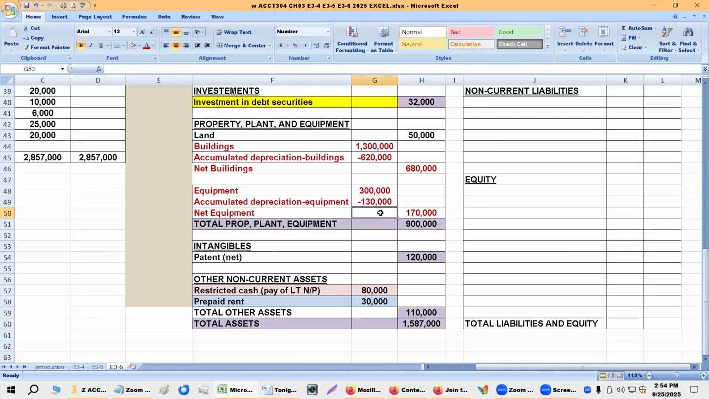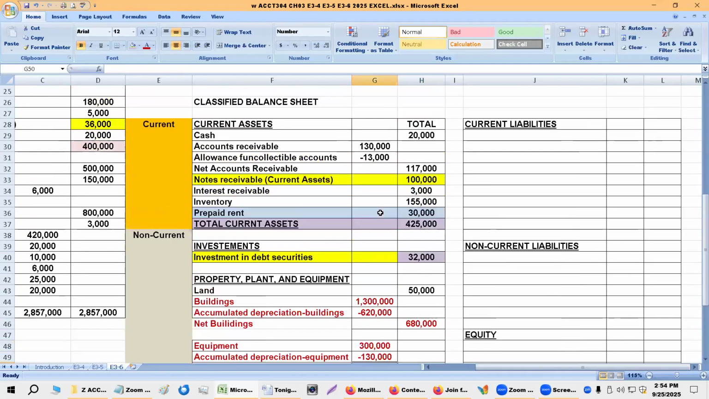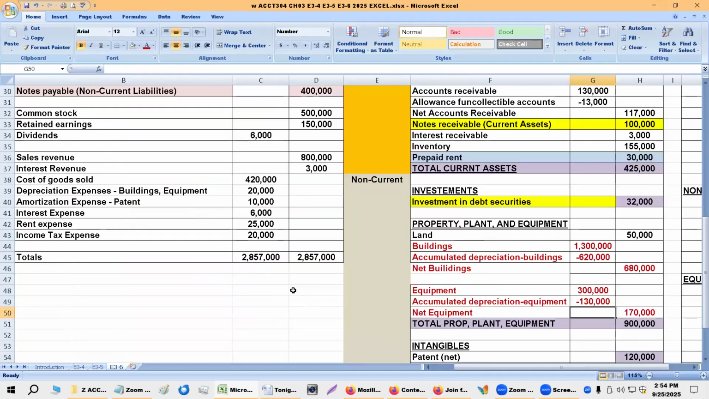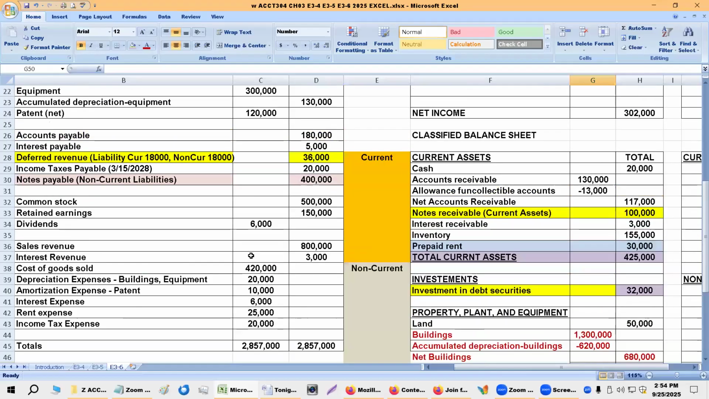Okay, we got the assets done. Man, is that a lot of work? Okay, let's go to liabilities. Next thing is there's usually less.